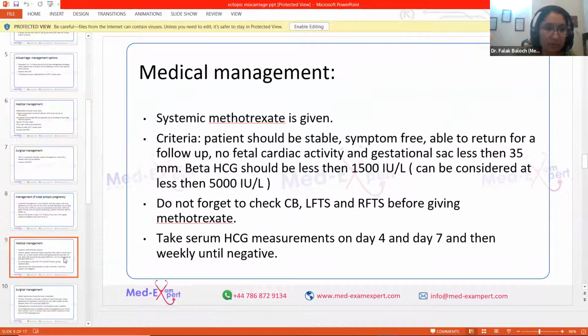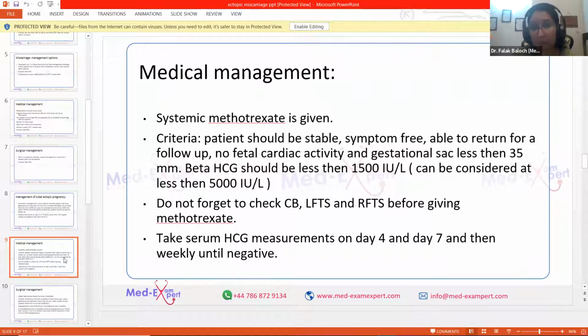The next treatment option is medical management. Medical management is systemic methotrexate. Again, we have some criteria for medical management. It is more or less similar to expectant management. The only difference is about the beta HCG levels. The patient should be stable, symptom free, and able to return for a follow up. There should be no fetal cardiac activity. Gestational sac should be less than 35 millimeters. Beta HCG should preferably be less than 1500, but it can be considered at less than 5000 as well if all other criteria are met.